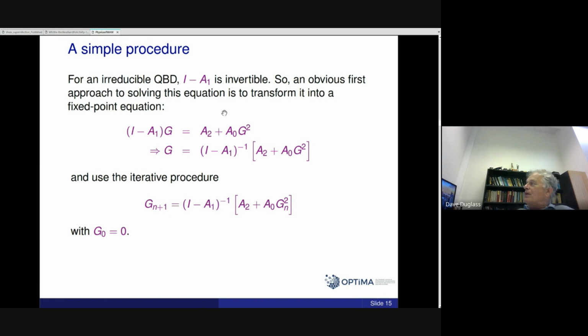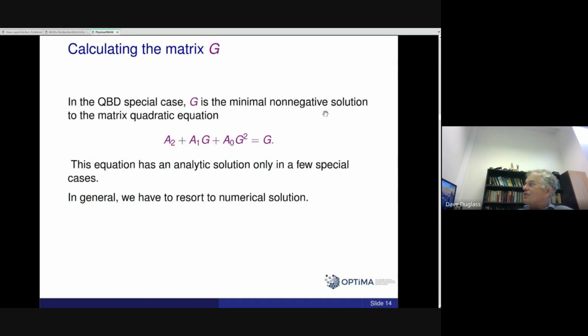So an obvious first approach to solving that equation may be to transform it into a sort of fixed point equation. Maybe I should have said second approach, because I mentioned maybe the first approach is just to try a recursion on this equation itself.